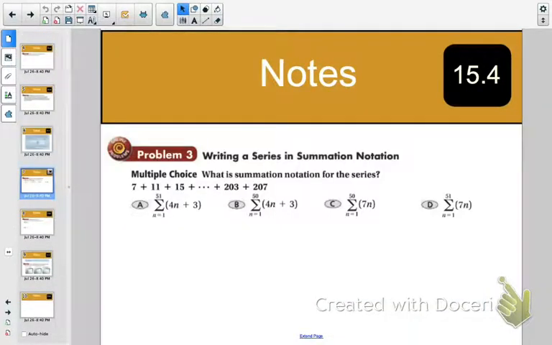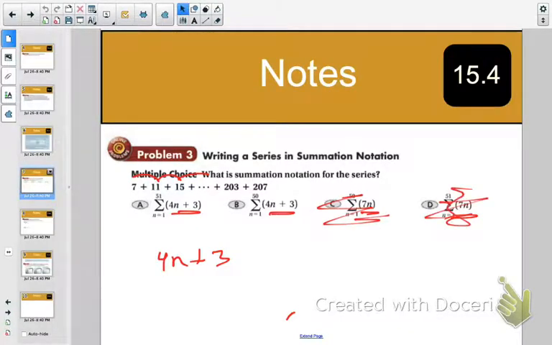What is the summation notation for the series? So, first thing I would do is find the pattern, which in this case it's multiple choice, so it's nice. But you can just figure out which one of these works, 7n or 4n plus 3. But because this is arithmetic, it's linear, so it's going up by 4 each time, so that tells you your slope is 4. In order to get 7, you have to add 3. 4 times 1 plus 3 is 7. So it's got to be one of these two. We can cancel out this.